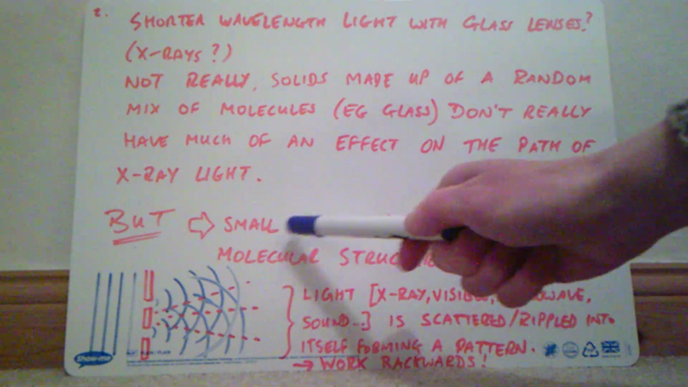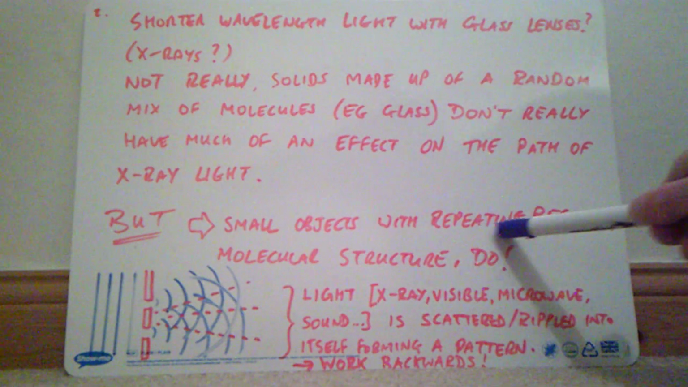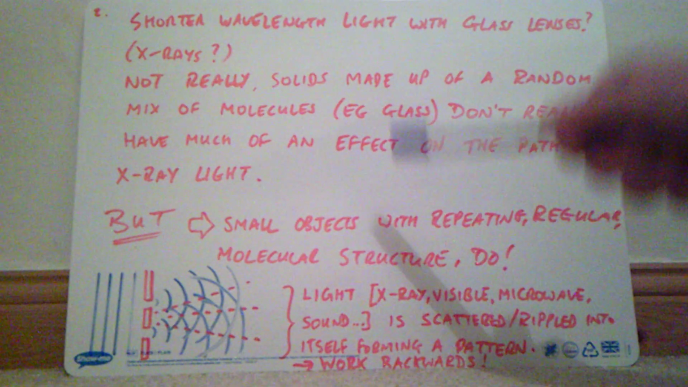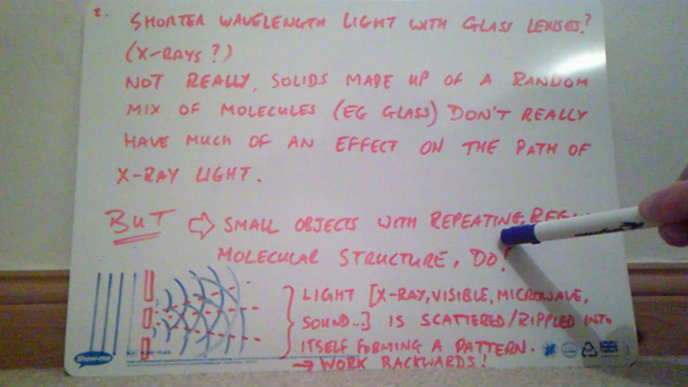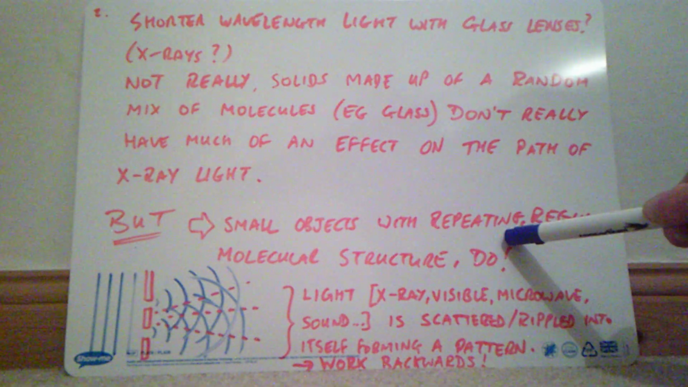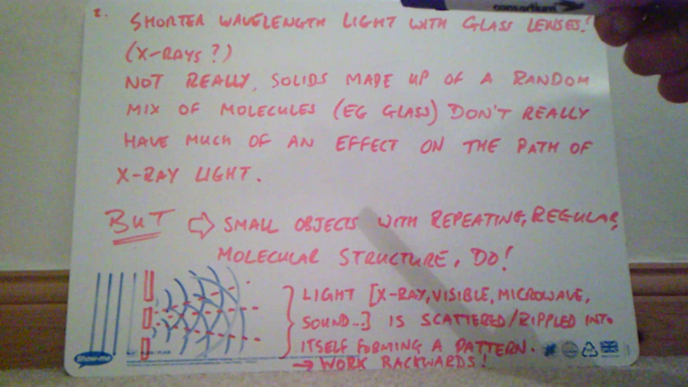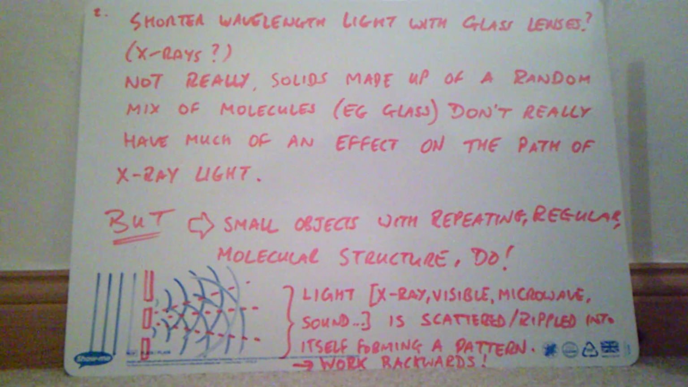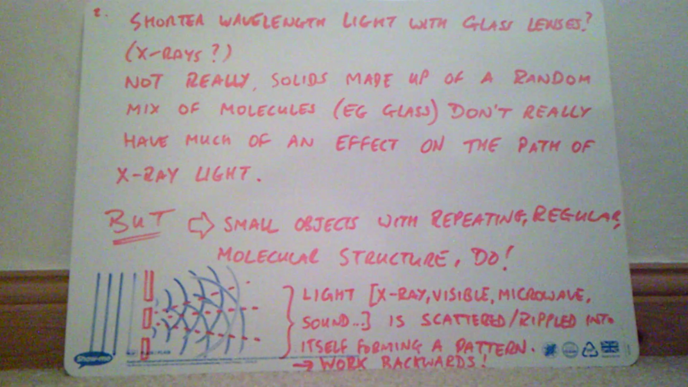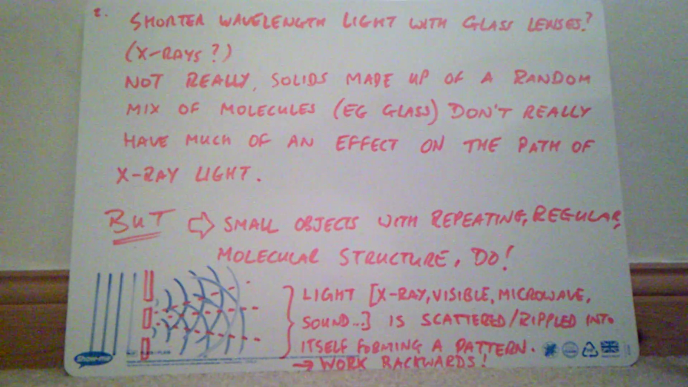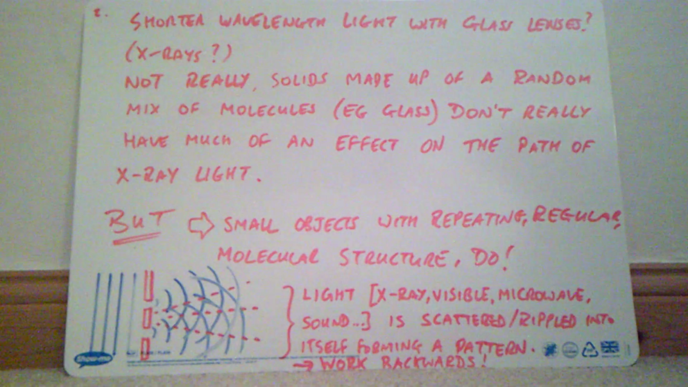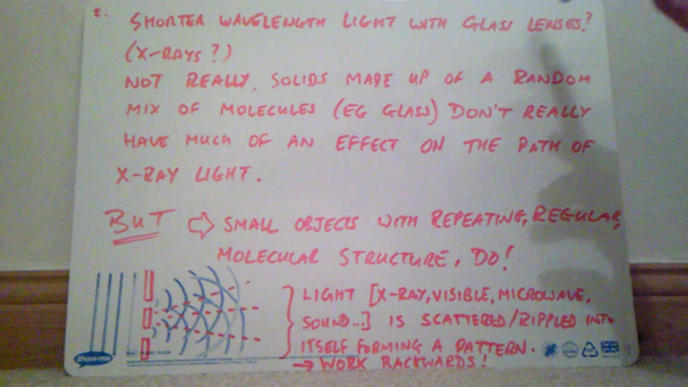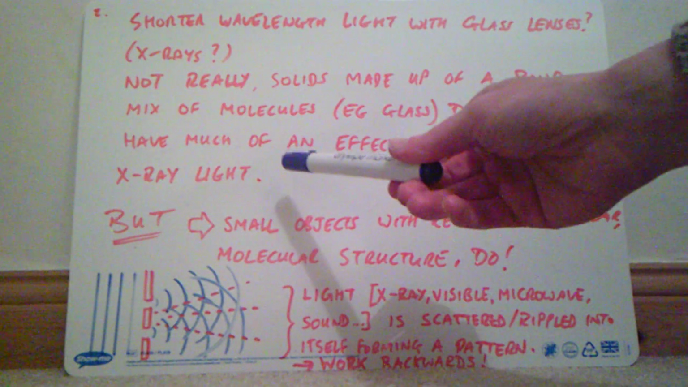However, small objects with repeating regular molecular structures do affect the path of X-ray light. And so this is how biologists look at really small things. This is how the shape of DNA was worked out. This is how the structure and the shape of the coronavirus was worked out. It's using the process which we will see, which uses X-ray light.